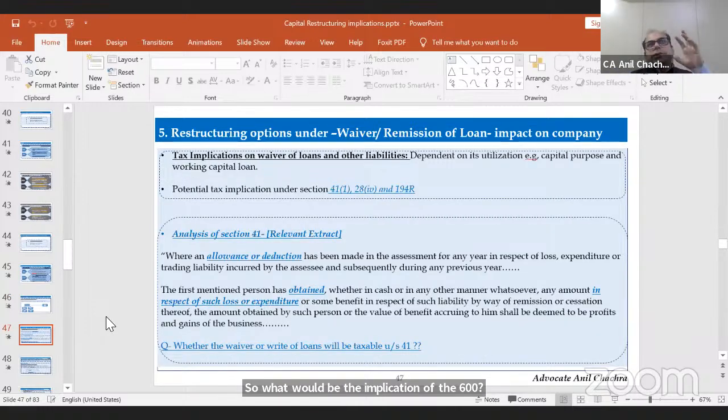For waiver of loan, there are three sections which can apply: section 41, section 28 clause 4, and section 194R. Section 41 says that where an allowance or reduction has been made in the assessment of any year in respect of loss, expenditure, or trading liability incurred by the assessee, and subsequently during any previous year, the first mentioned person has obtained. The question is, in terms of loan, whether I have taken any loss allowance or reduction. The answer is no. So whether section 41 is applicable, the answer is no. As settled in the Mahindra and Mahindra case by the Supreme Court, section 41 does not apply as far as waiver of loan is concerned, right?